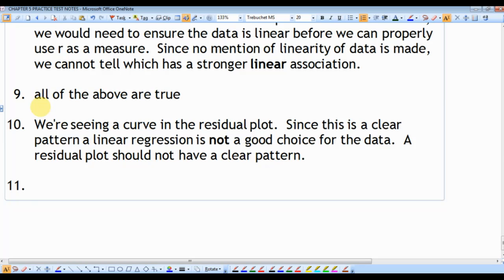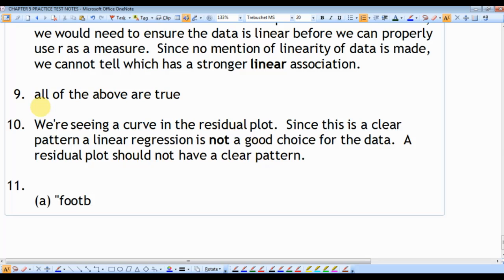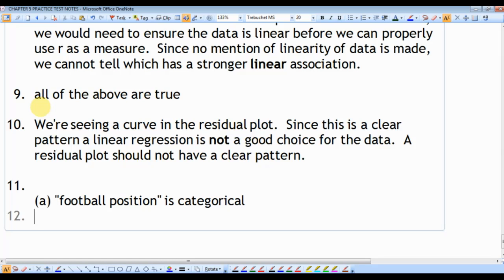All of the following statements contain an error. So what we're going to do is take a look at what that error is. A. Okay, everyone, let's keep it together. We only have a few more to go. Number 11. What's the problem with A? Football position is categorical, so you can't. Oh, okay. That's false. Good job, Brandon. B. What's the problem with B?